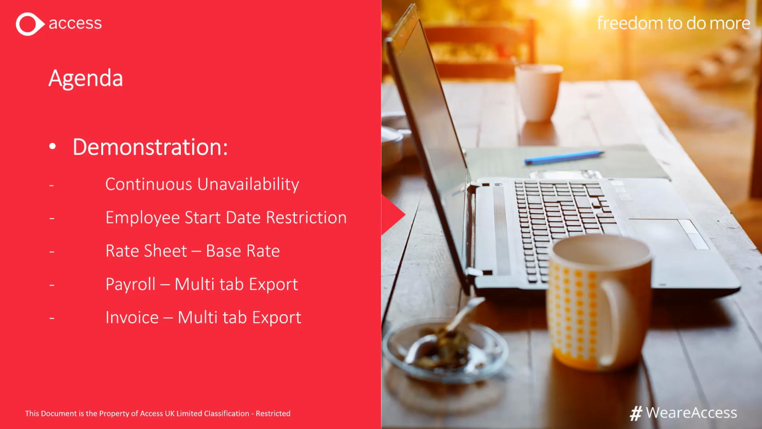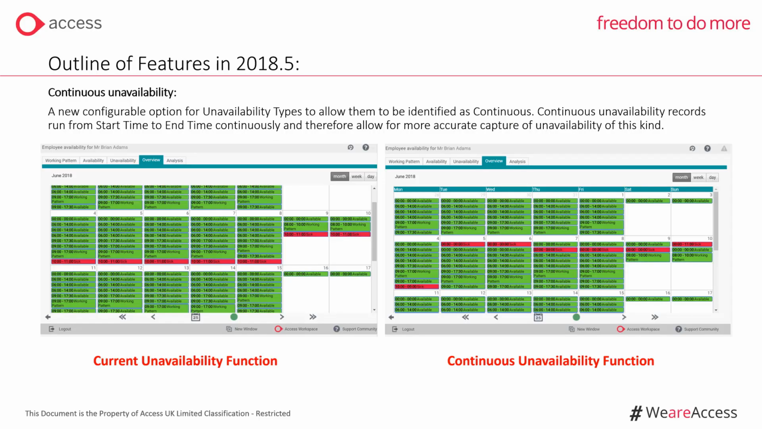Now, to provide a brief outline of what these features are in the 2018.5 release. Continuous unavailability, when enabled against your unavailability types in the settings area, allows an unavailability to run continuously within an employee's record without any breaks.